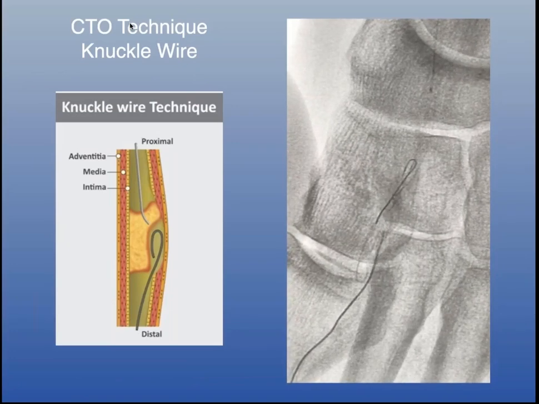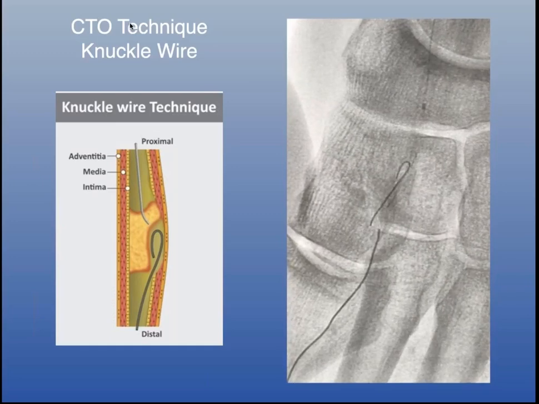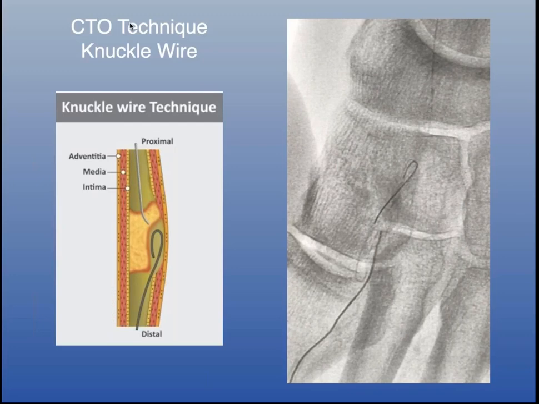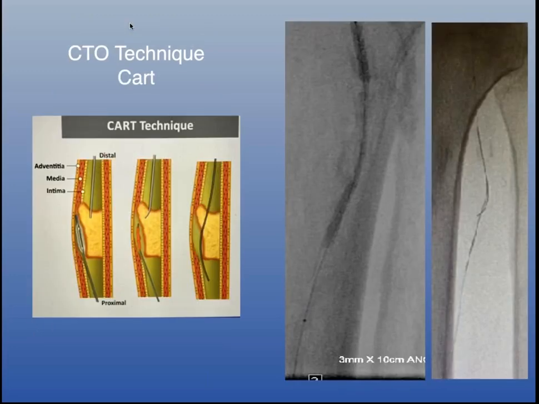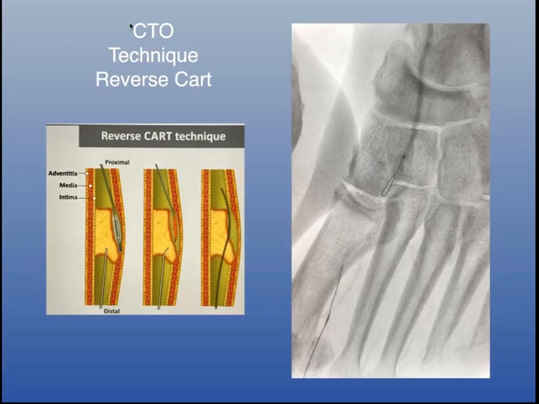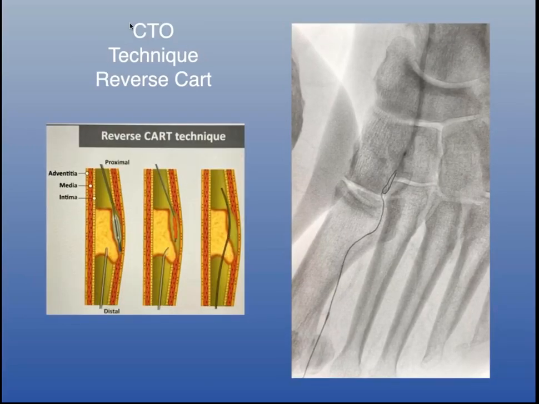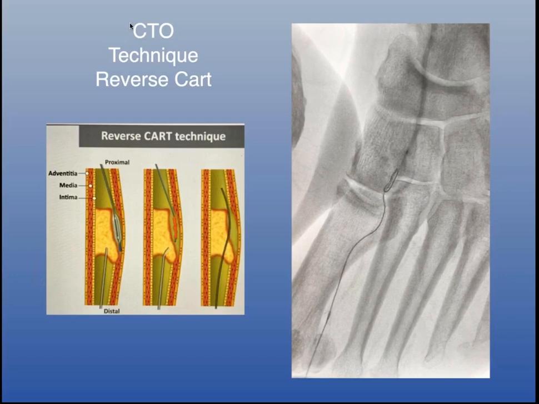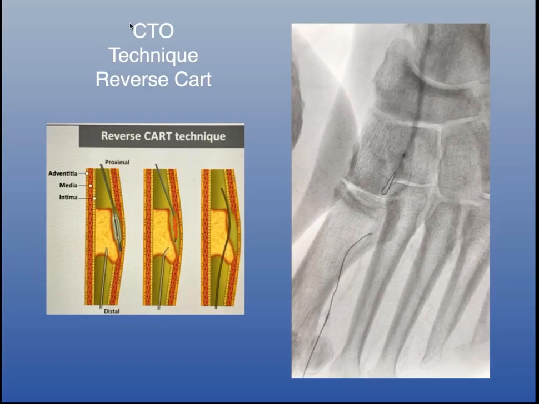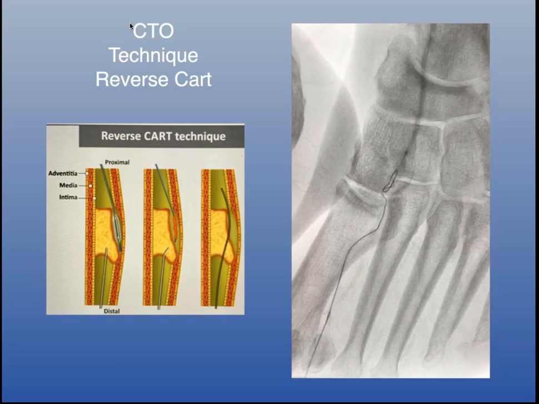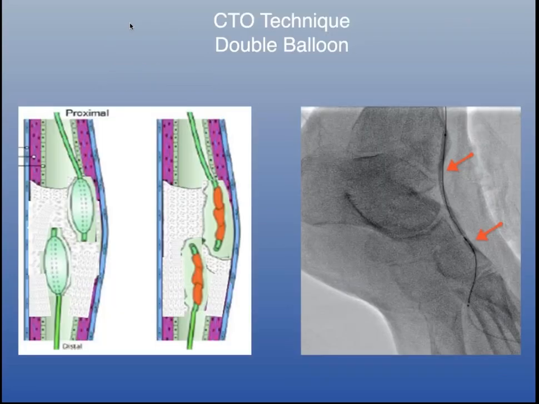Here's a knuckle wire technique, knuckle wire from above, sitting on a balloon catheter, and I'm trying to recanalize this CTO in the foot. Here is a CART technique, which we've talked about. But in this case, I have the balloon from below, and I was able to create a channel and recanalize. Here's a reverse CART, like I just showed you, balloon plus a knuckle wire. It just kind of looped on itself. So as I deflate the balloon, then I try my recanalization from below in a reverse CART technique. And then obviously in this case, I'm doing double balloon at the level of the ankle joint and below to recanalize through here. And you can see there's dual access from above and below.